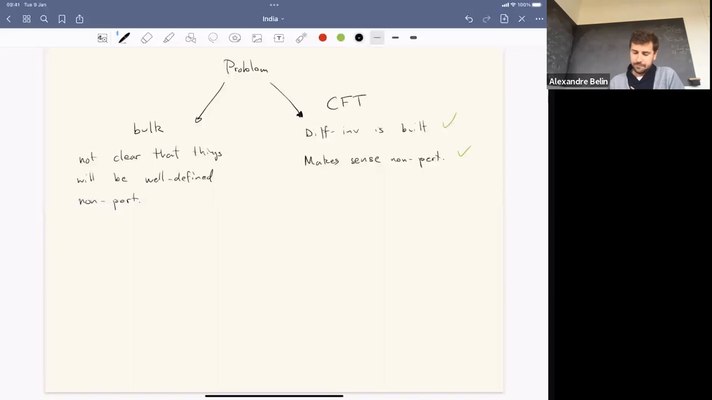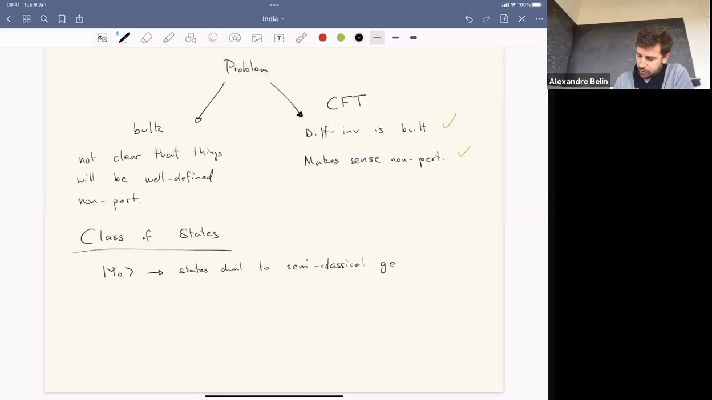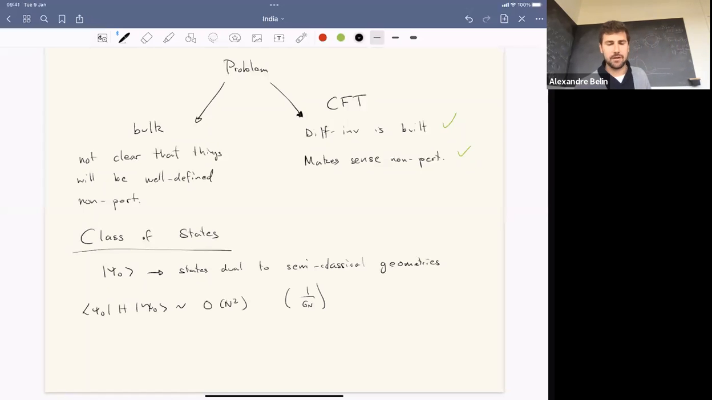So let me say something about the class of states. The class of states we want to consider are states dual to semi-classical geometries. In particular, it'll be very important that the states have the following two properties. First, that the expectation value of the Hamiltonian is of order N squared. I'm using N=4 terminology, but hopefully you understand what I mean: the expectation value of the energy is order N squared. And second, that the energy variance is also large, also of order N squared.